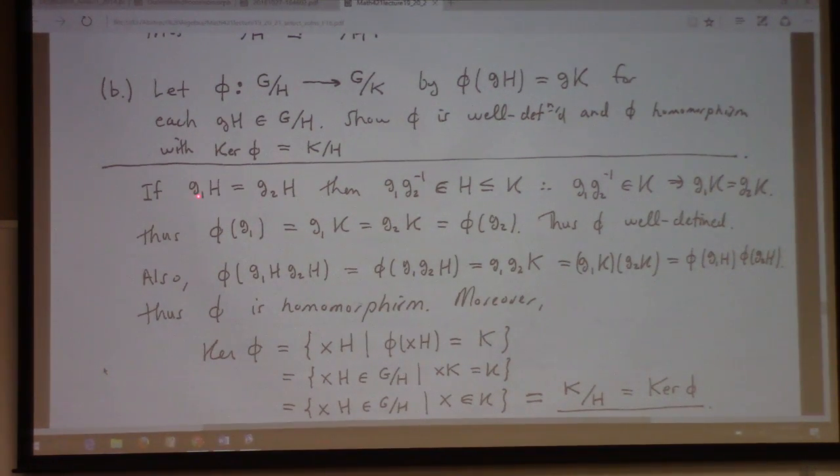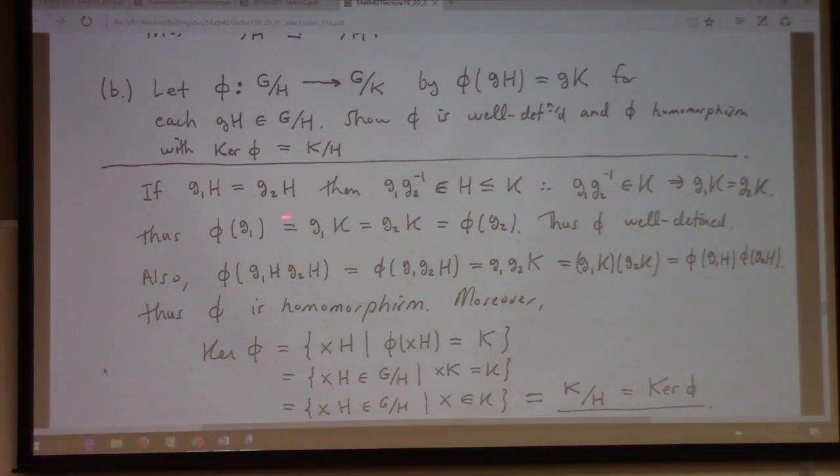Suppose you got two different representatives, G1 and G2. What does that mean? That means that G1, G2 inverse is an element of H, right? H is a subset of K, since it's a subgroup of K. So that means that G1, G2 inverse is an element of K, which, by the way, means that the left and right, the left cosets of G1 and G2 with respect to K are also equal, which is tantamount to saying that this function is single valued. See, because phi of G1 is G1K, which is G2K, which is phi of G2.